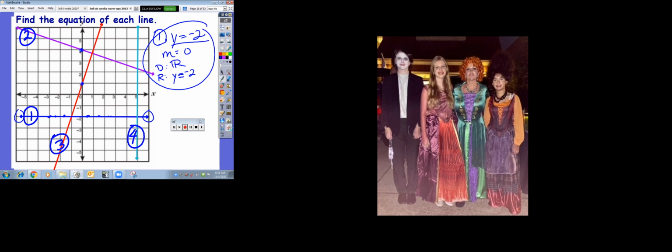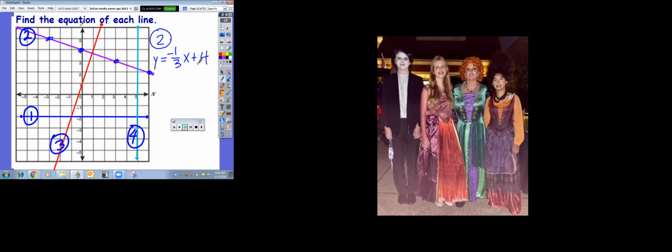All right, how about the turquoise one? I'm sorry, not the turquoise, the purple one, number 2. Let me highlight some points for you. I know it's kind of hard to count from your seat or from your screen, zoomers. Y equals -1/3 x plus 4. Are you guys with me?